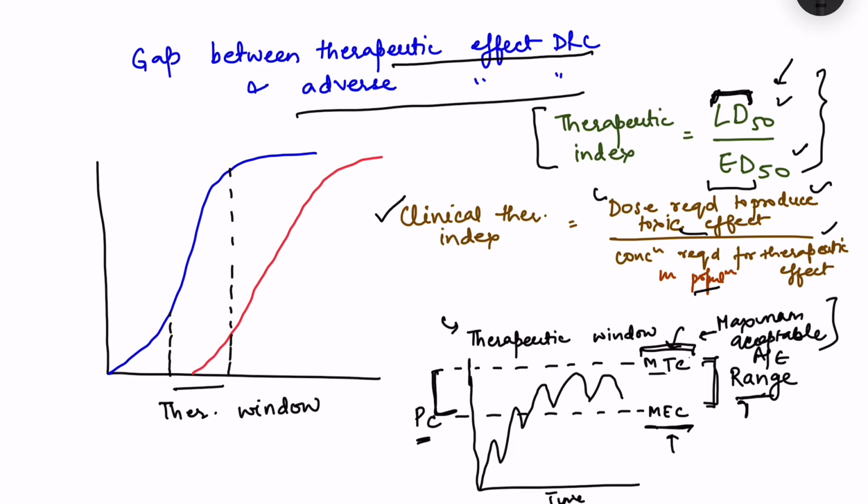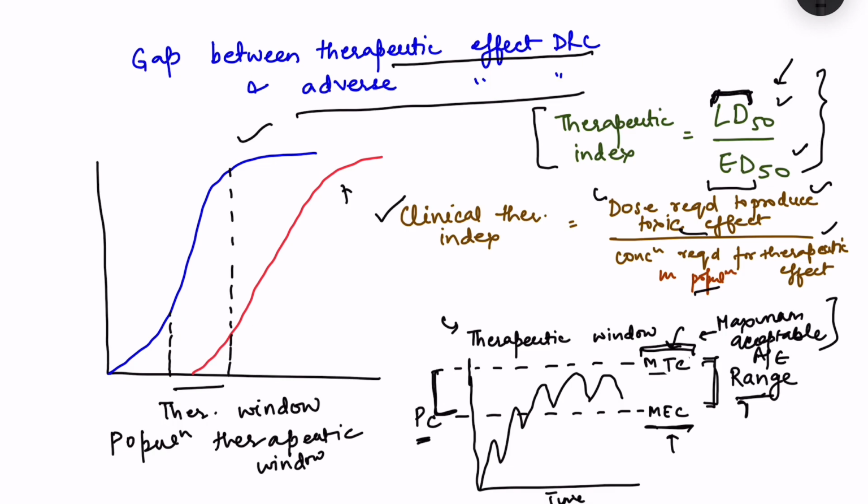Another is the therapeutic window for population, that is the population therapeutic window. What is that? That we can determine by this dose response relationship. So here the blue graph is for therapeutic response, the red one is for adverse effect. So what is the dose range at which maximum population will get maximum benefit, but some percentage of population can experience toxic effects as well?